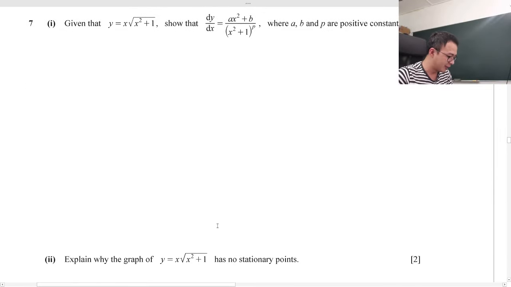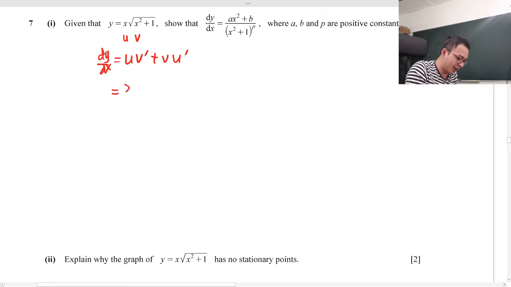Number 7. Given that y equals to this thing, show that dy/dx is that thing. So basically this is the product rule. So u and v. Yeah, the product rule formula is u differentiate v, plus v differentiate u.